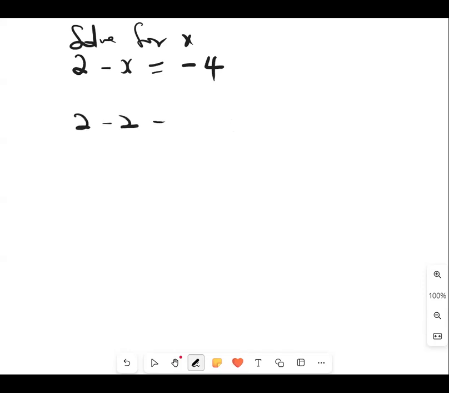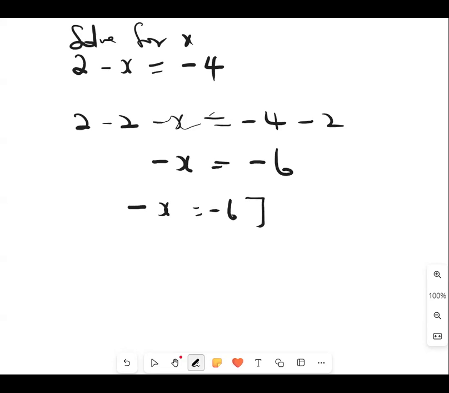So 2 minus 2 minus x equal to minus 4 minus 2. And these two will go out. 2 minus 2 is 0. We have minus x equal to minus 6. When you reach here now, what you could do is multiply throughout by a negative number, right? Negative 1. So take minus x and multiply everything, right? Minus 1. So minus 1 by minus x will give you x. Minus 6 by minus 1 will give you positive 6.